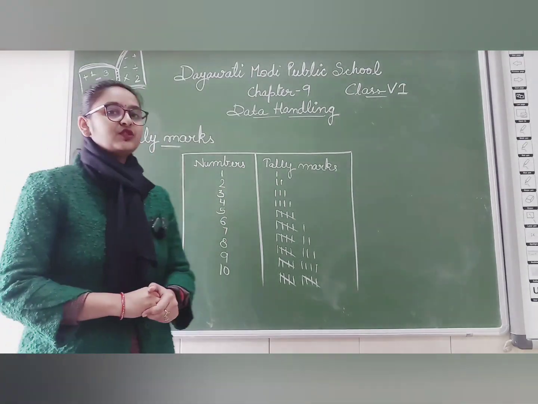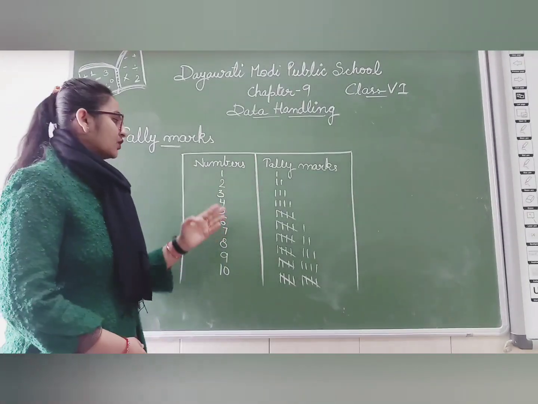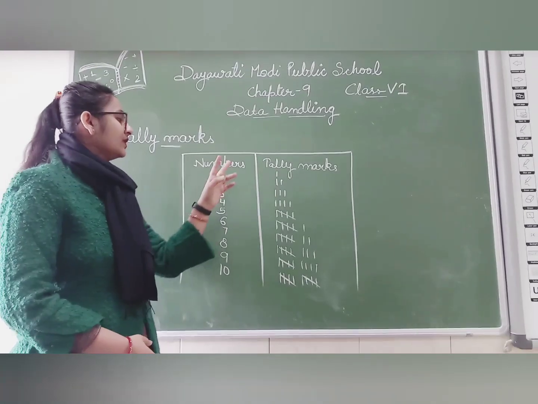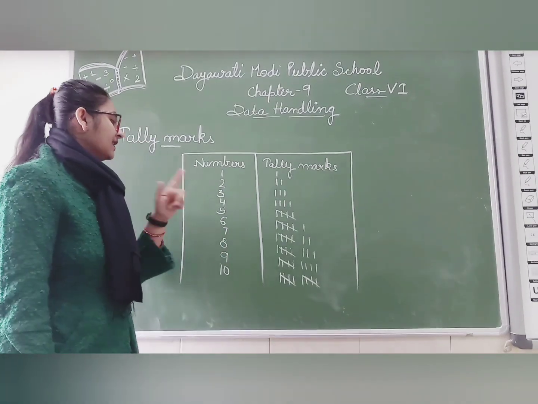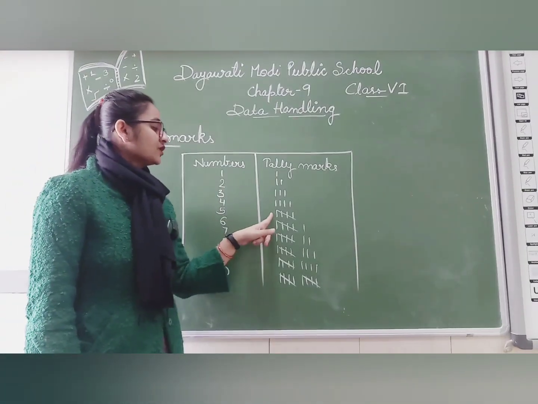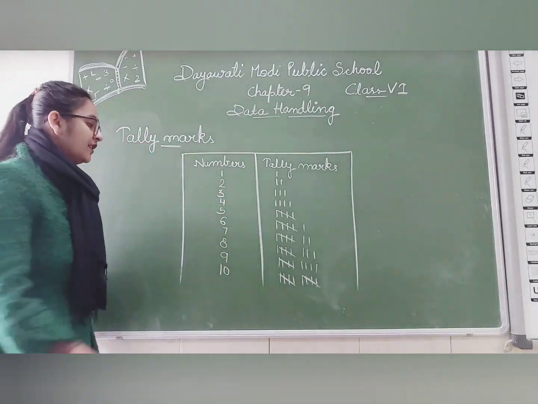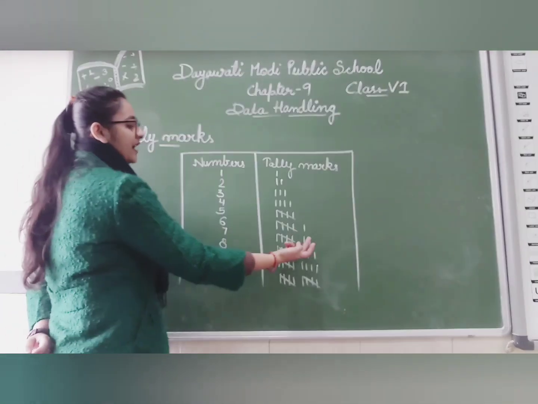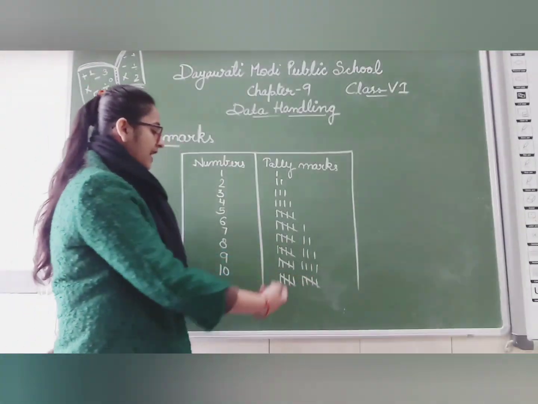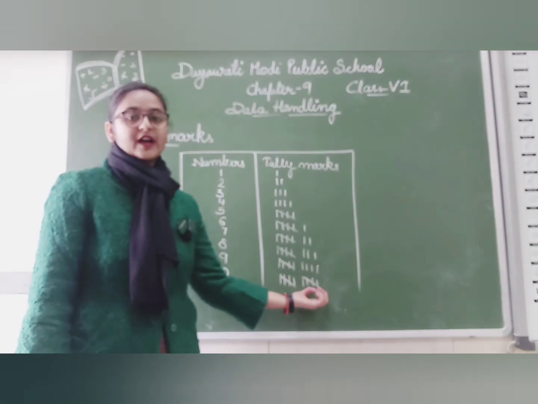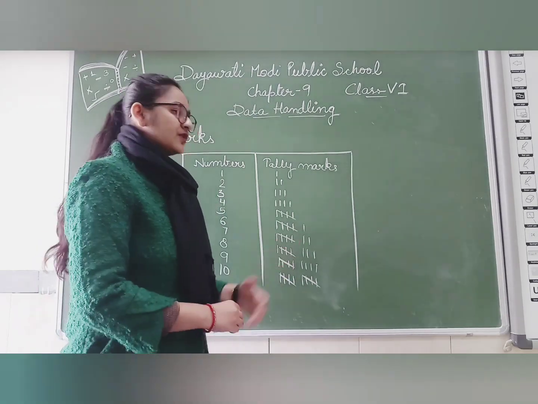Through tally marks, you can calculate large data by using lines. For 1 you draw 1 line, for 2 you draw 2 lines, for 3 you draw 3 straight lines, for 4 you draw 4 straight lines, and for 5 you draw 4 straight lines and cut them with a slanting line. This is the symbol for 5. For 6 you add 1, for 7 you add 2 to 5, for 8 you add 3 to 5, for 9 you add 4 to 5, and for 10 you draw two 5s. So you can write any huge number by using tally marks.